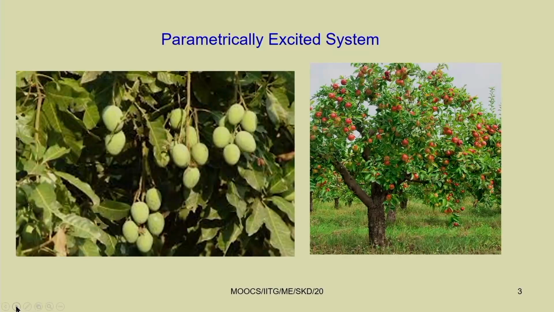Last class we discussed parametrically excited systems and gave some examples. For example, for plucking the fruits in a tree, you can shake the tree so that the fruits come down. Here you are exciting the branch in such a way that the application of force and the response are taking place in orthogonal directions.